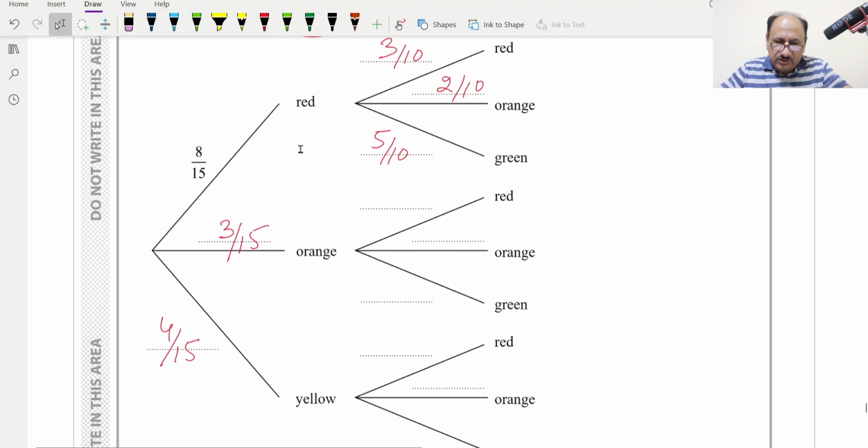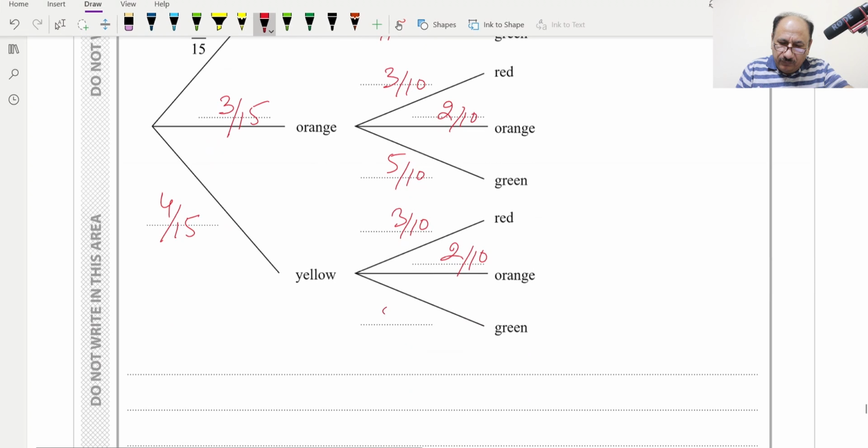This will be the probability for red, orange, and green. And for this one, again, that will be 3 by 10, 2 by 10, and 5 by 10. And for this also 3 by 10, 2 over 10, and the last will be 5 by 10. This will be the probability.